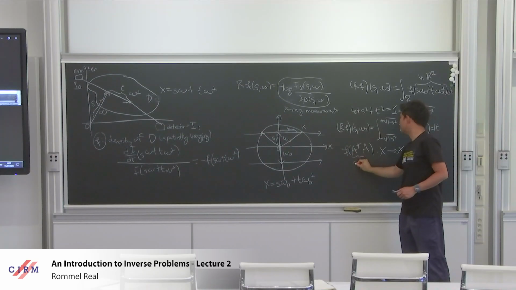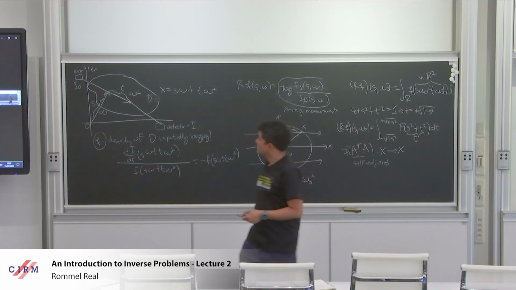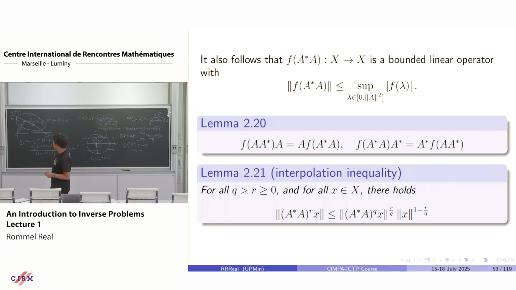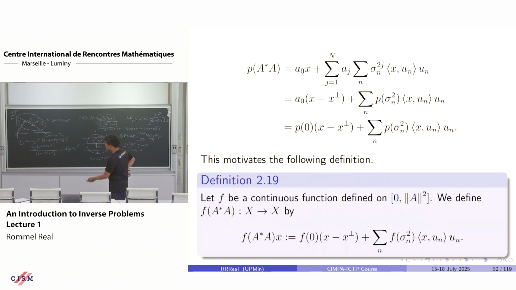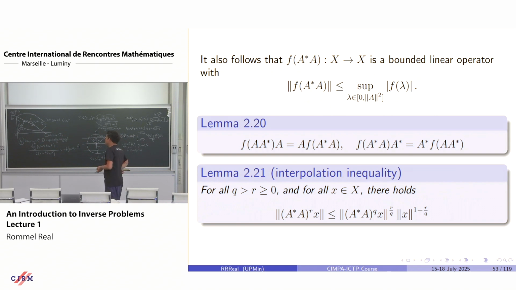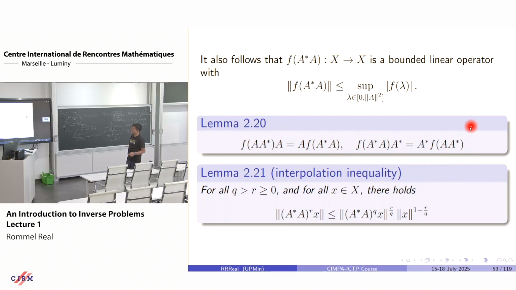Note this is self-adjoint, and we will see this a lot later on. Also, it's easy to see that f of A star A, which is defined here, is a bounded linear operator, and we have this very important result where the norm of this bounded linear operator f of A star A is bounded above by the supremum of f, where lambda is taken from 0 to the square of the norm of A. I'll just breeze through this important lemma here, which we don't need to prove. If you want to check the proof of this one, you can go back to the reference.